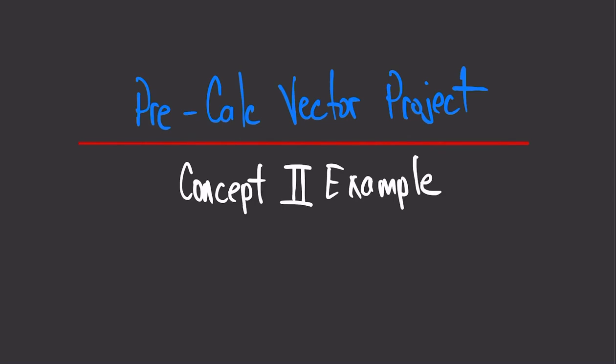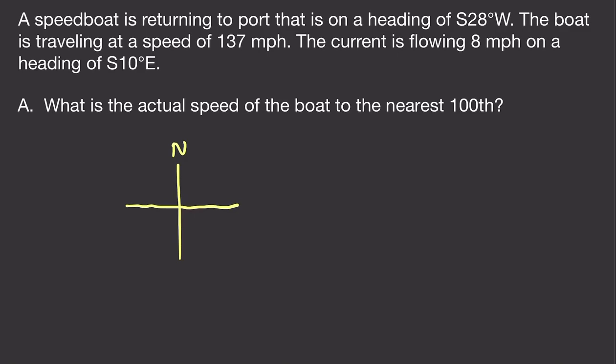This is going to be an example. It's going to help you guys with concept 2 on the vector project. So let's talk about a speedboat. It's going to be returning to port on a heading of south 28 degrees west. The boat is traveling at a speed of 137 miles per hour. The current is flowing at 8 miles per hour, and that's on a heading of south 10 degrees east.